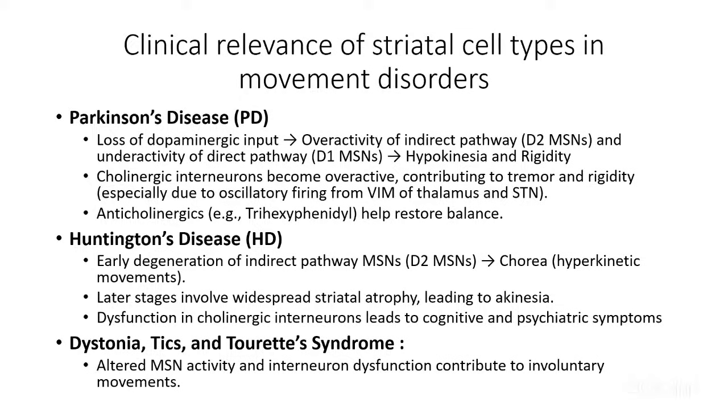Then second is Huntington disease, where early degeneration of the indirect pathway leads to chorea, that is hyperkinetic movements, and later on widespread striatal atrophy leads to akinesia in these patients. And dysfunction of cholinergic interneurons leads to cognitive and psychiatric symptoms in Huntington disease patients. Then third is dystonia, tics, and Tourette syndrome. Altered medium spiny neuron activity and interneuron disinhibition contribute to involuntary movements in dystonia, tics, and Tourette syndrome. Next.